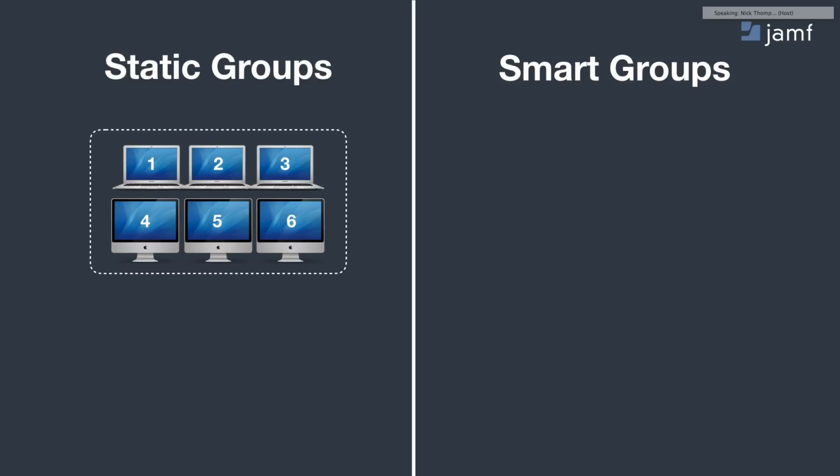This could be the marketing department. This could be the 10th floor. This could be a lab, whatever you want it to be. And I can then say, great, go apply some sort of profile, a configuration profile, or a Jamf agent policy to that group. Now, smart groups work the other way around.